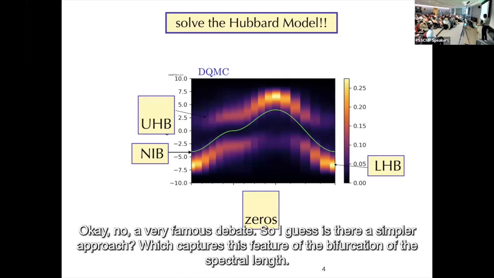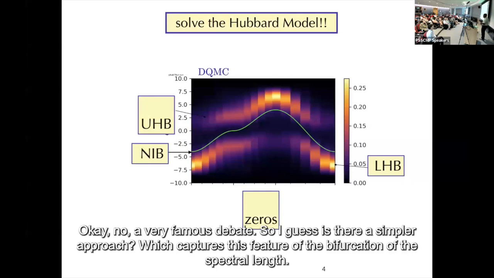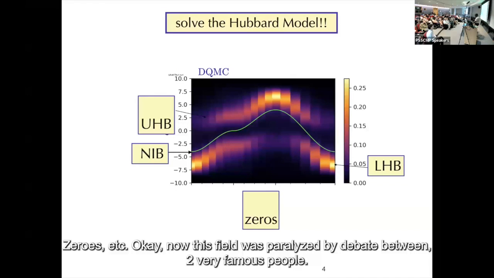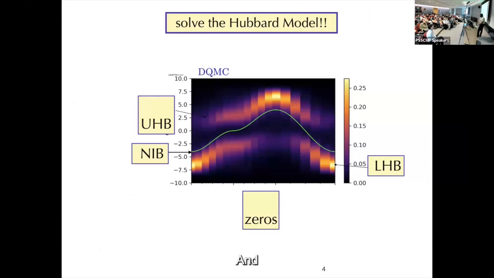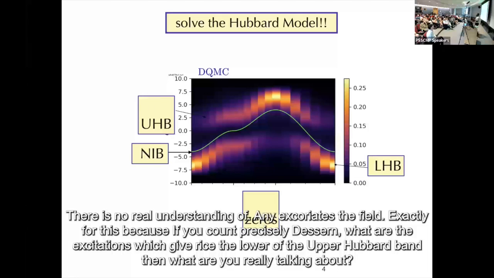Now, a very famous debate: is there a simpler approach which captures this feature of the bifurcation of the spectral weight, zeros, etc.? Now this field was paralyzed by a debate between two very famous people, Bob Laughlin, let me just put them both up, and Phil Anderson. And this obvious thing which comes out of the simulations is the very thing that Bob Laughlin noted there is no real understanding of.